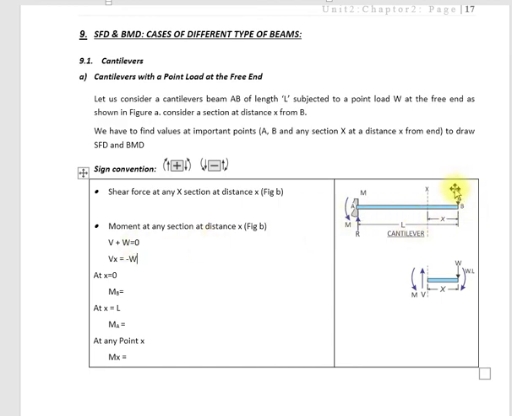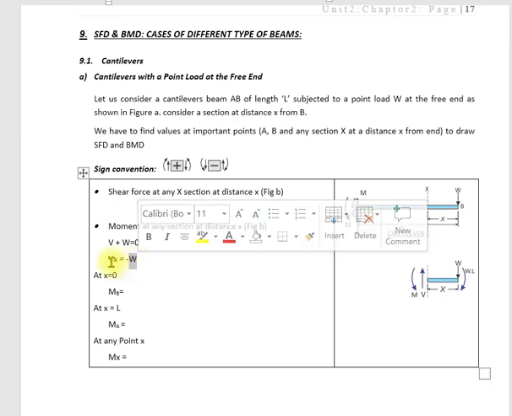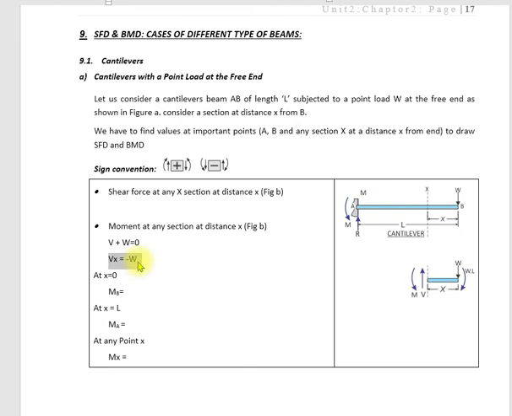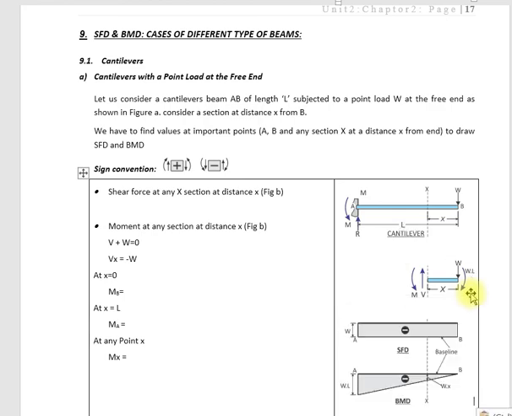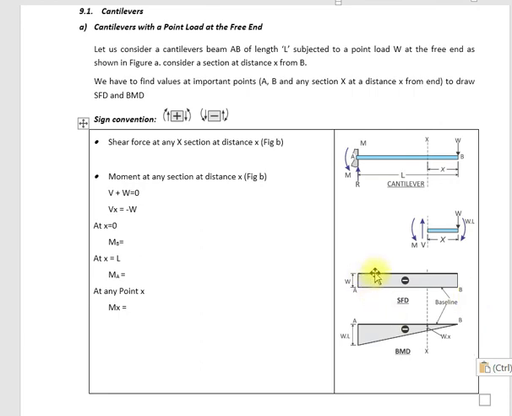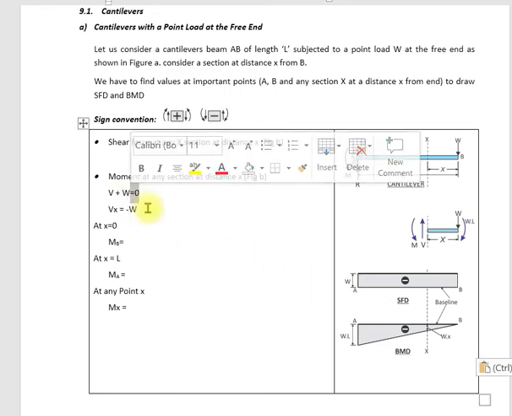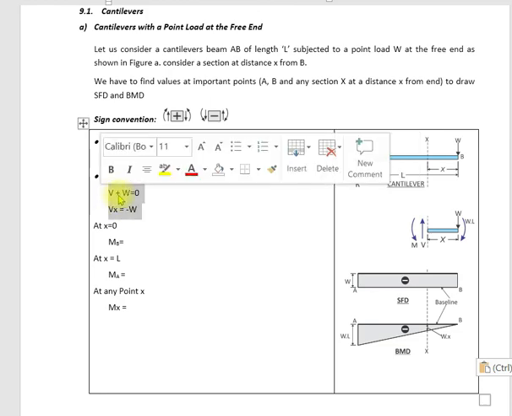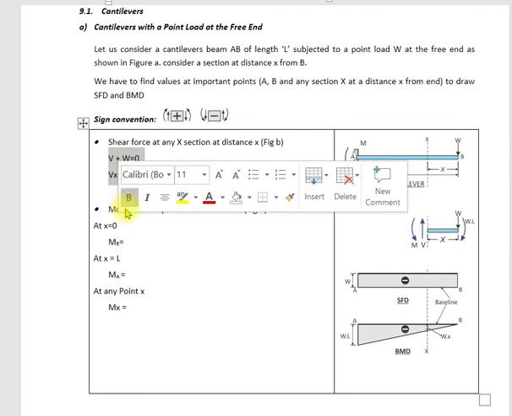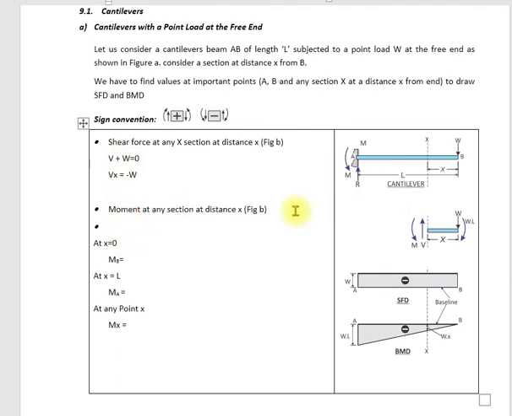Minus W will be constant for the whole beam. As we can see, we have applied W here, and no other force is applied anywhere in between, so no force change will take place, and the shear force will remain constant for the whole beam. So the shear force diagram is drawn here. This is our beam, and shear force will be minus W for the whole beam. And now we will see the bending moment diagram.